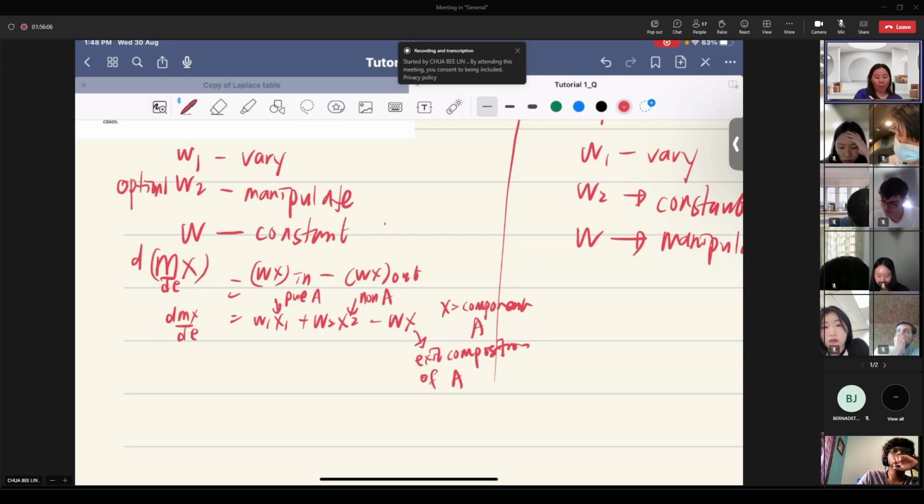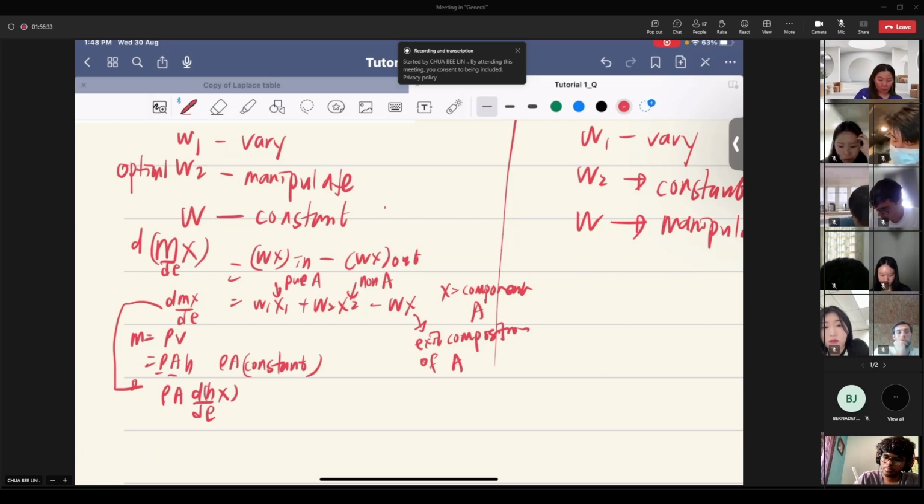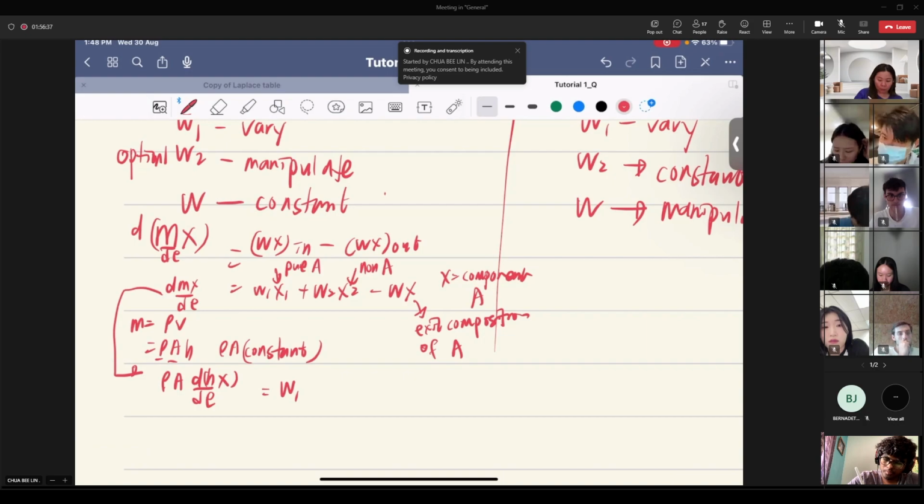So from here, how to expand the M? M equals to rho V, rho A H. So this equation will be rho A constant, constant. So dH over dt, rho A constant. So that's why I factorize the rho A outside and then the X. Okay, bracket equals to W1 times 1, because pure A, plus W2 times 0, non-A, minus W and then exit composition.